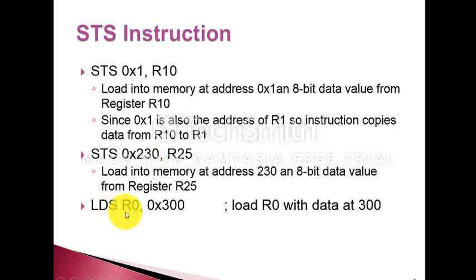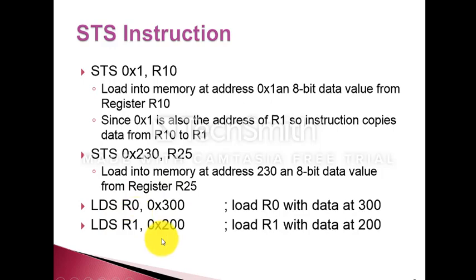LDS. Now LDS means that 0x300 memory location data will be written to R0, and 0x200 to R1. You can see the difference from STS. In STS, if we want to store data to SRAM, then the memory address comes before. But if we want to load data from a memory address, then the memory address comes after the GPR registers.